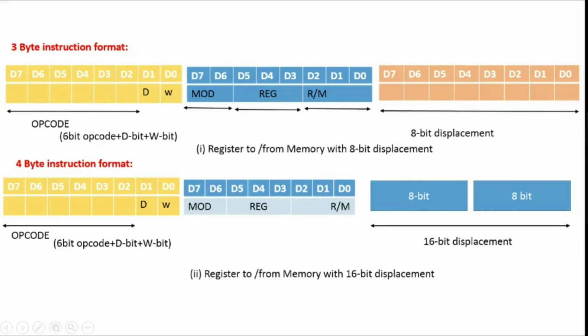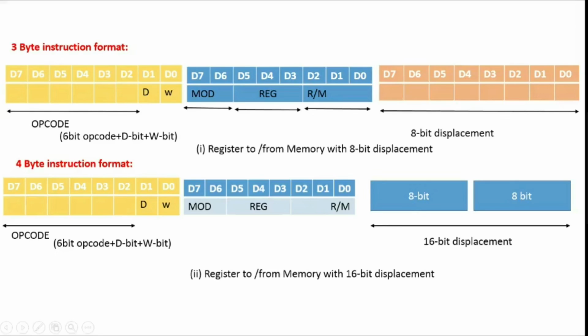The first byte will have an opcode. In that, the 2 bits D and W specify the W bit and D bit. W will specify the width of the data, D will specify the direction, whether the data is flowing into the register or from the register. So we can have a total of 6 bits of opcode plus D bit and W bit in the first byte. The second byte can have MOD, REG, and R/M, that is register or memory. The last byte will have the 8-bit displacement.